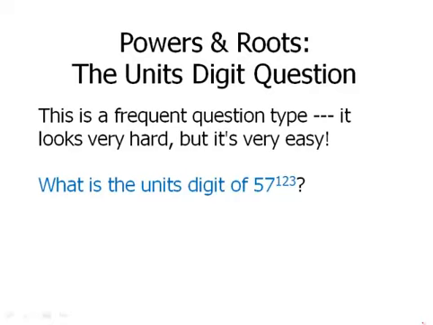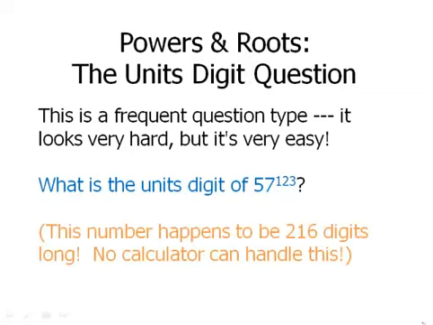So for example, a typical question of this sort: what is the units digit of 57 to the power of 123? Now your first impulse might be, oh my, I need a calculator to figure out what 57 to the power of 123 is. Well, I'll share with you something. This is not something you'd be able to figure out on your own necessarily, but as it happens, this number is 216 digits long. So in other words, no calculator in the world is going to be able to figure out 57 to the power of 123 for you.